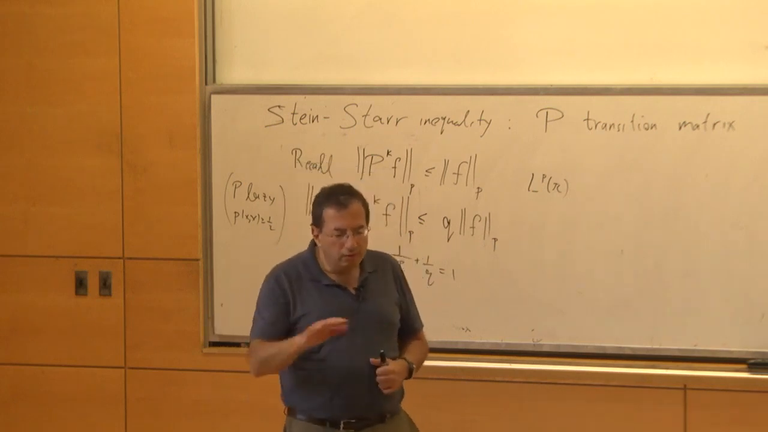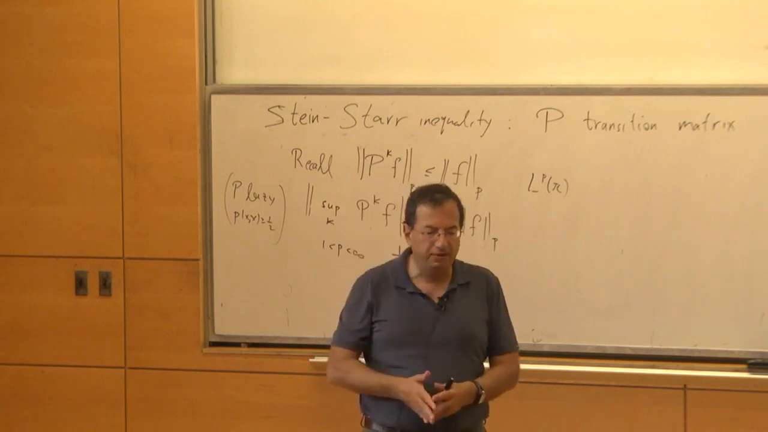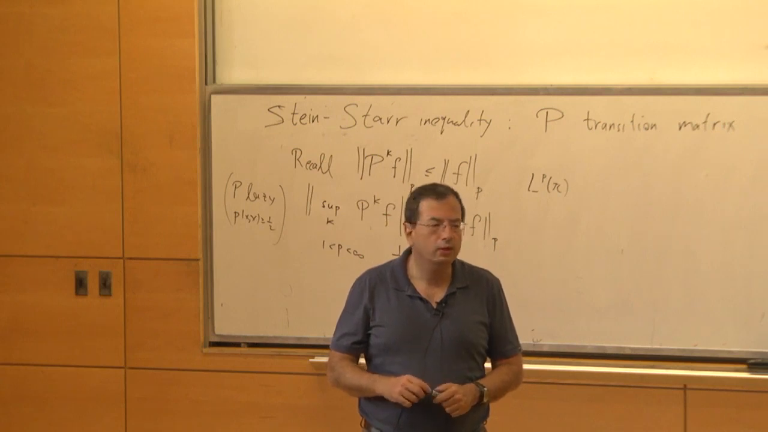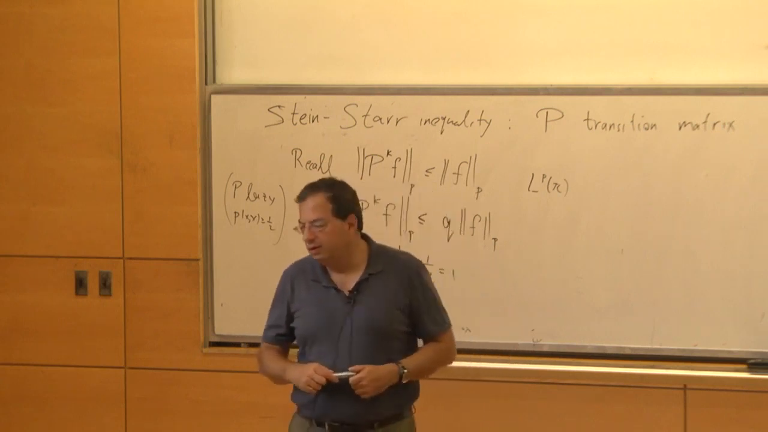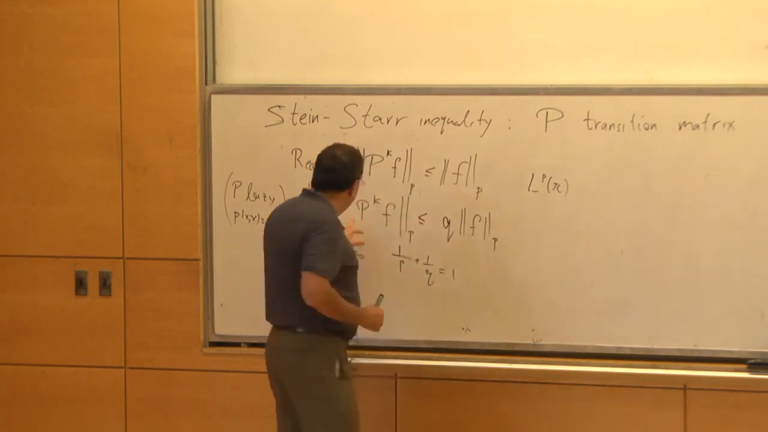Okay, so we're not maximizing each of these functions over x. We're maximizing the family of functions over the parameter k. So I find this inequality quite surprising and impressive.